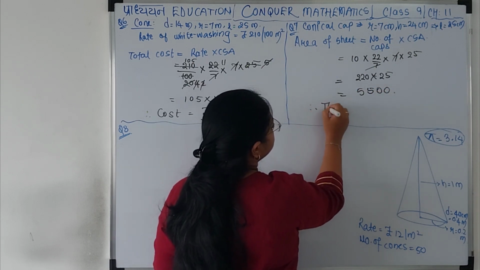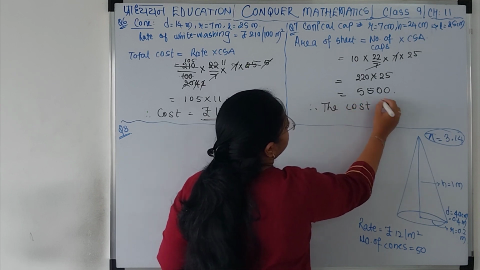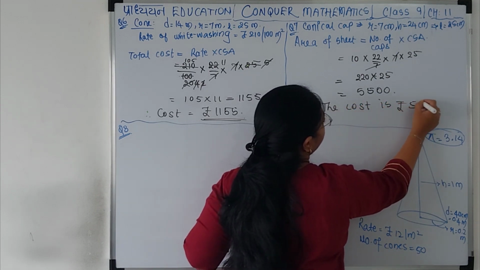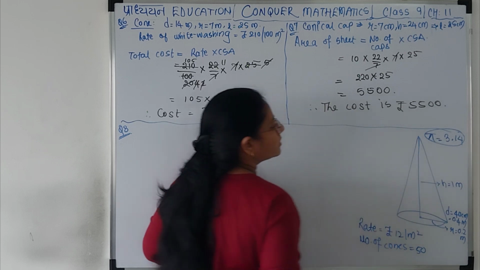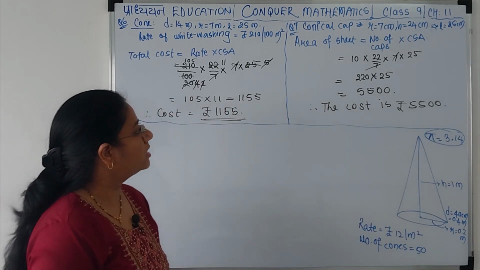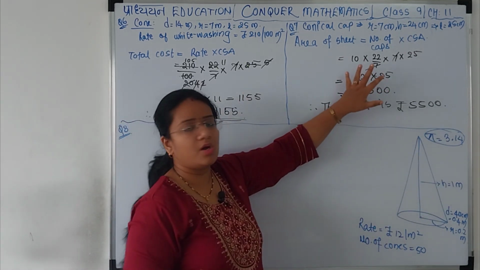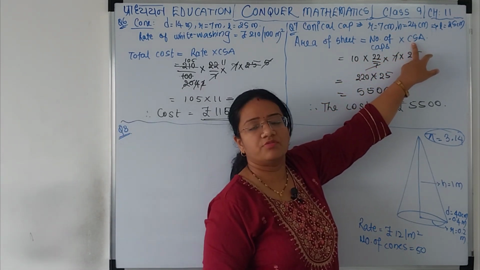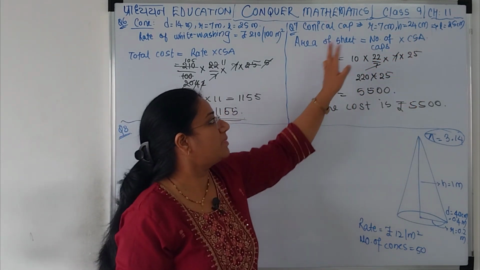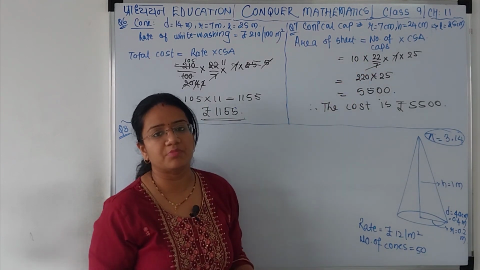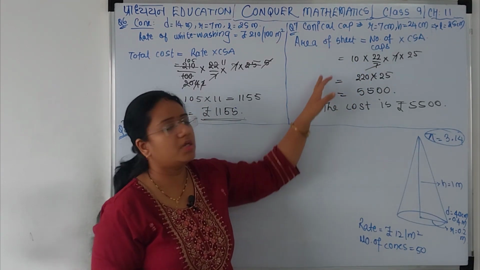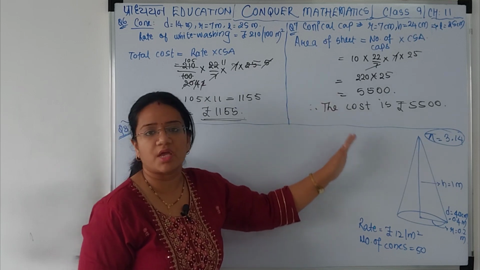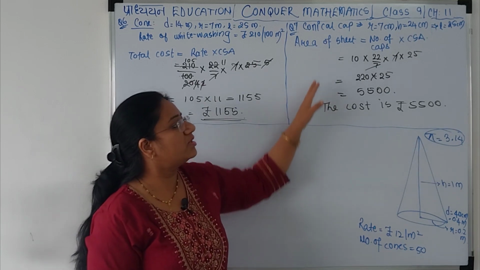Therefore, the cost is rupees 5,500. Easy? Very basic, very easy, correct? Just calculations को आप इतना complicate मत करो. Don't go for finding the curved surface area separately and then multiplying it with the number of caps. कोई मतलब नहीं है. एक step में एक ही उसमें कर सकते हो तो it is much better that you can do it in one step.